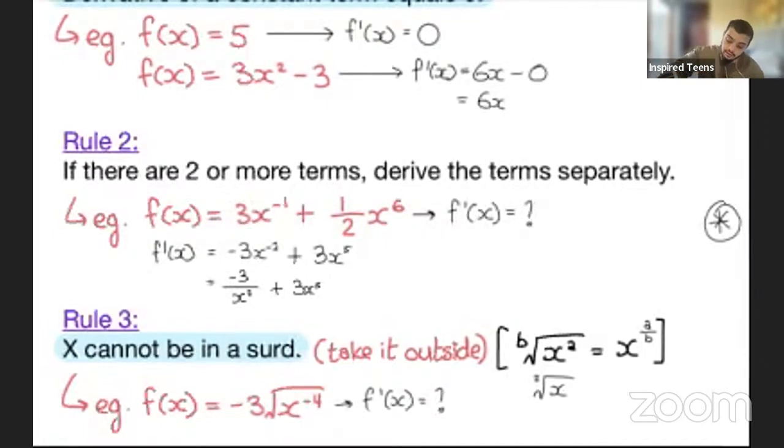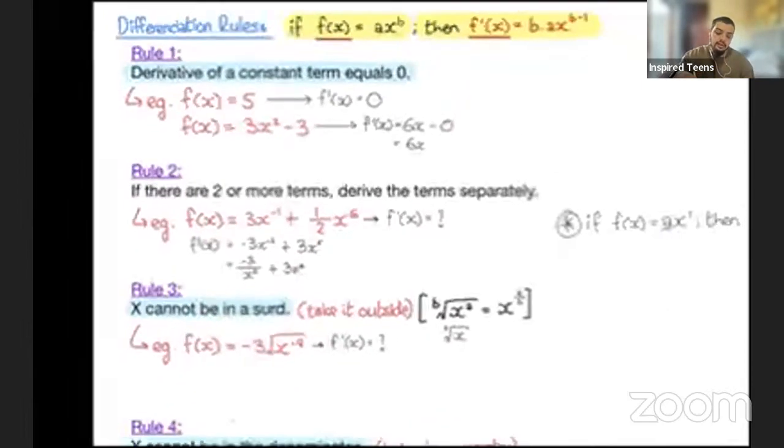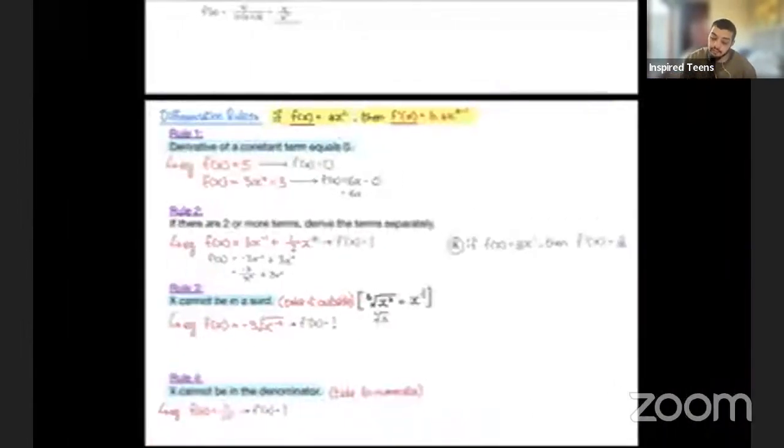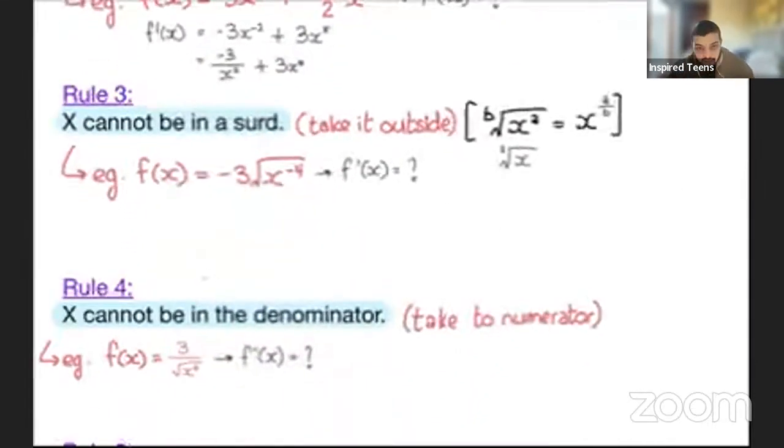Okay, so let's just write this a bit neater. That's our final answer here for the derivative of 2 different terms. Okay, right. Let's look at the second differentiation rule. X cannot be in a surd.